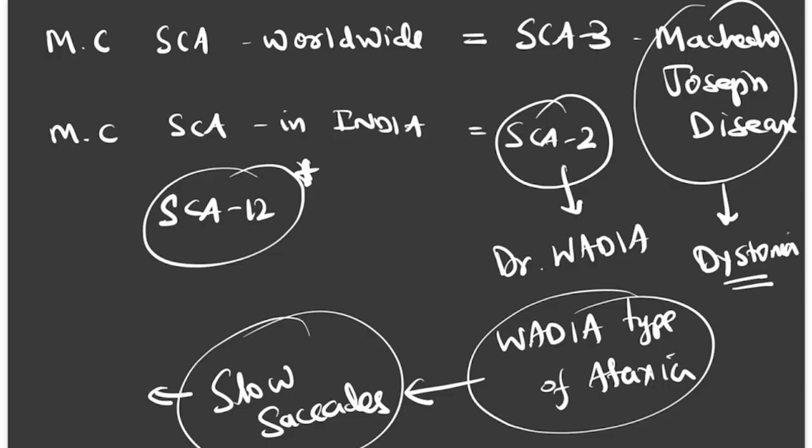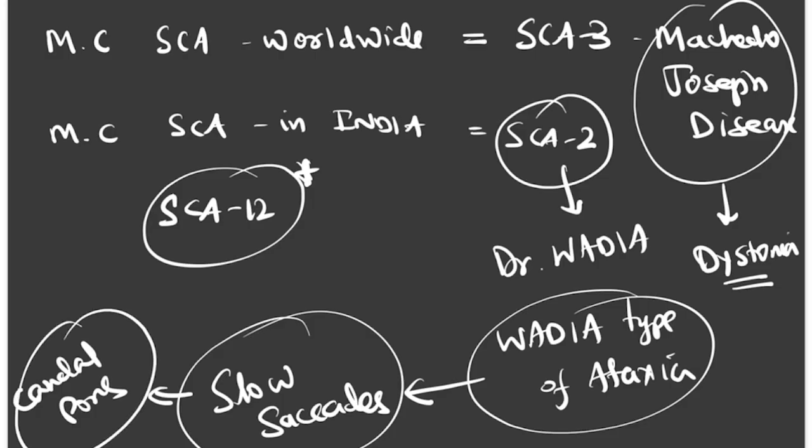Because of the involvement of what are called excitatory burst neurons in the caudal pons. So there is a degeneration of neurons called excitatory burst neurons, which are responsible for the saccadic movement of the eyes. So because those cells are dead here, that will result in slow saccades.